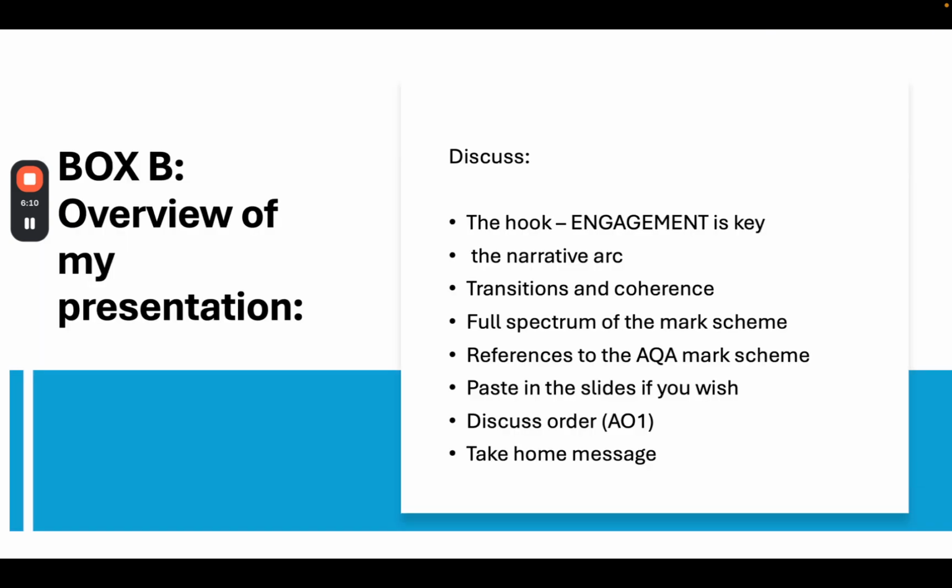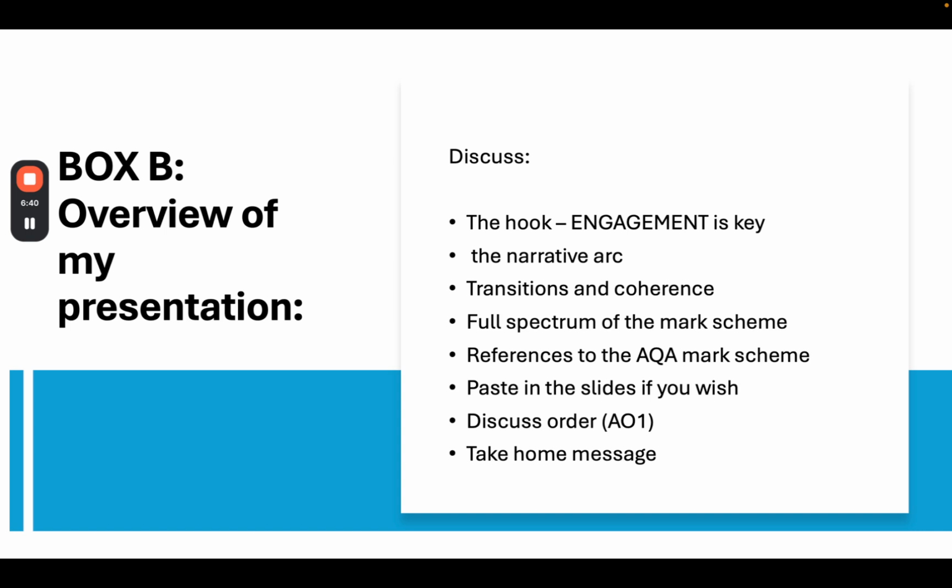Now, in box B of the production log, you might want to open up on Project Q as I speak. This is the one that says overview of my presentation. Now, as I said to Kitty a moment ago, you can either put the slides into your appendices, but they have to be there together with the speech, or you could paste the slides into this box B. Even if you do paste the slides in, you still need to describe them and to discuss them and to show the rationale and the thinking behind it.